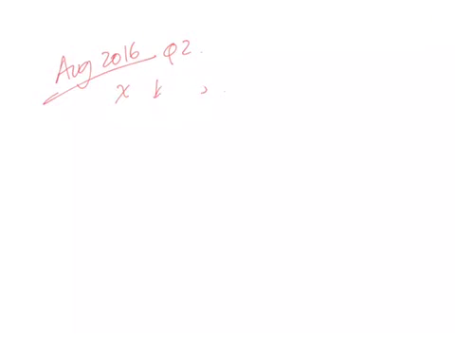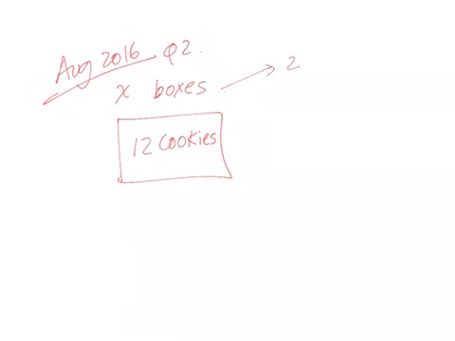Let's not just avoid working. So x boxes, let's fix the spelling. Each box has 12 cookies, so we got this. And now she's keeping 2 boxes for herself, and she's taking 60 cookies to work.